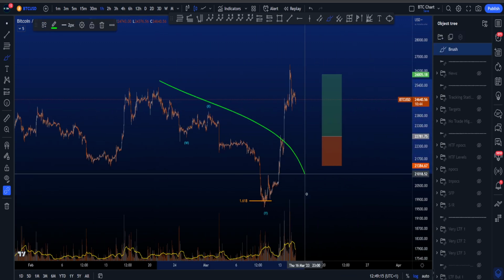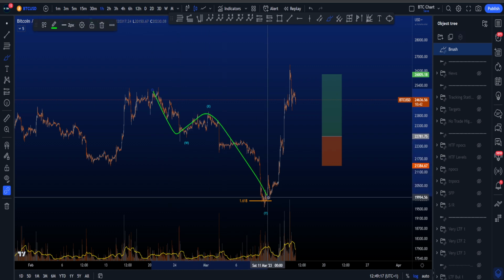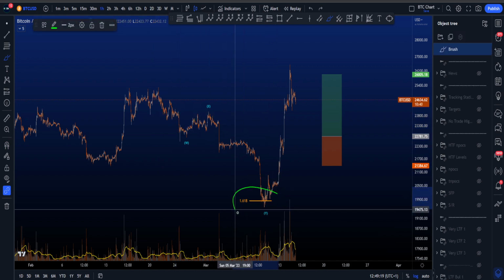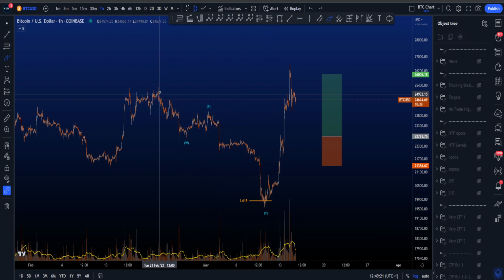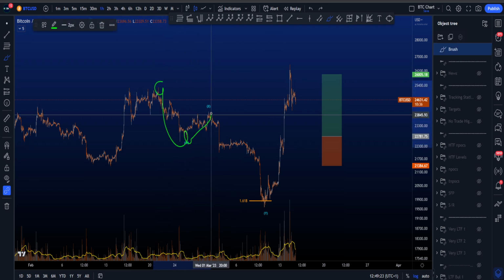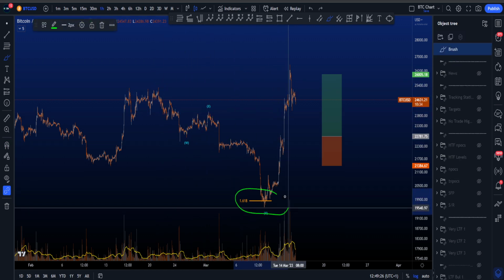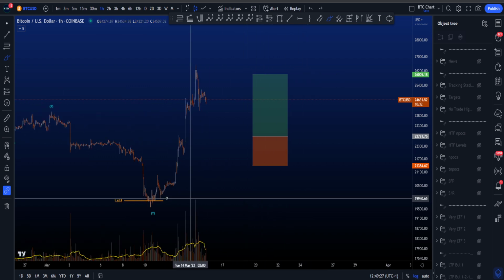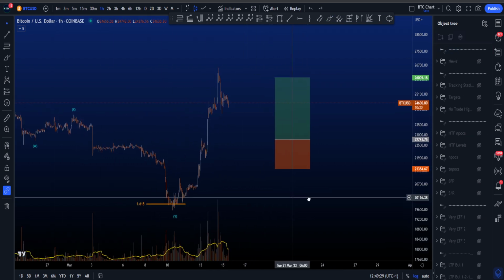in wave 4 over here, a 3-wave structure, which actually was very complex, but wave Y ended at the 1.618 taken from the low of W to the high of X, which is a rare target for wave Y, after which we eventually got a big push to the upside.